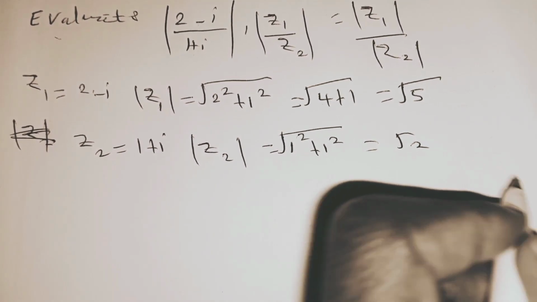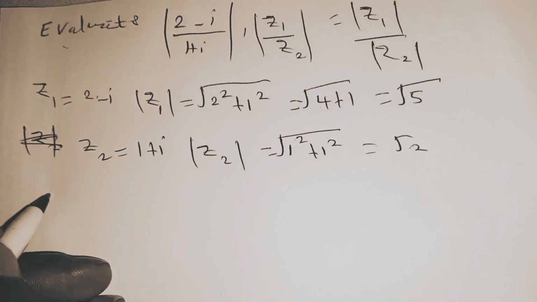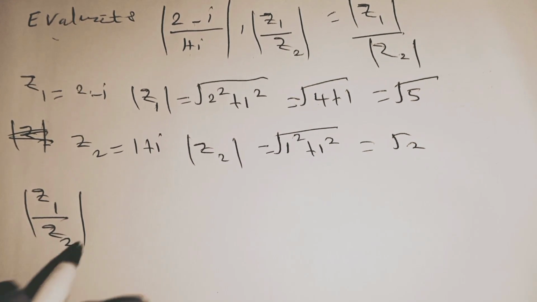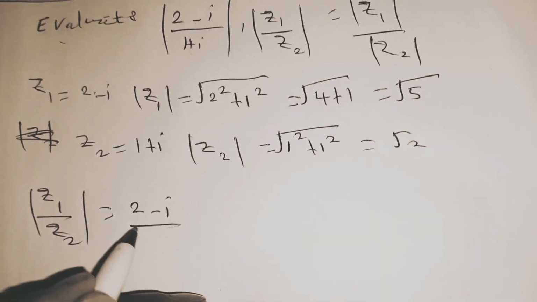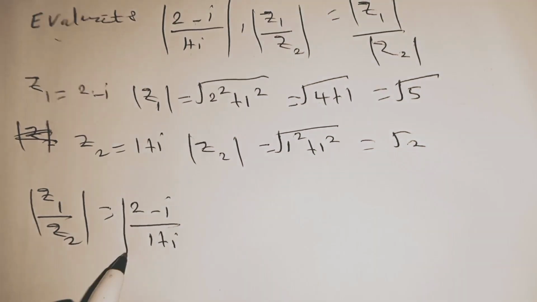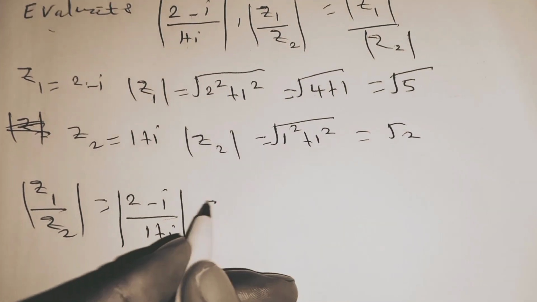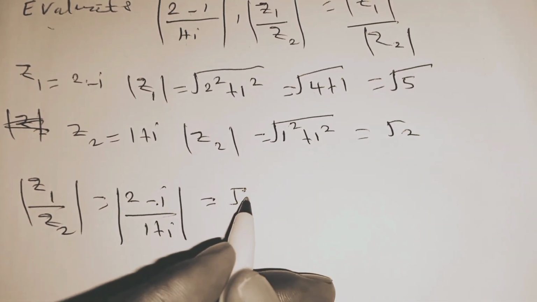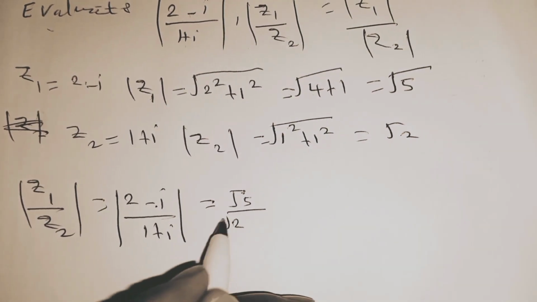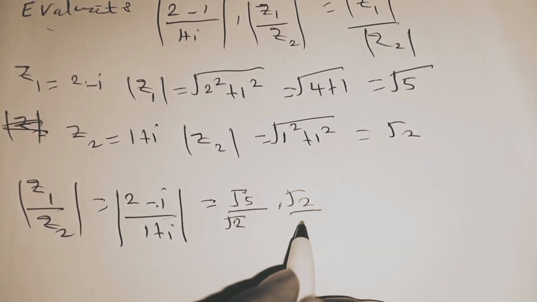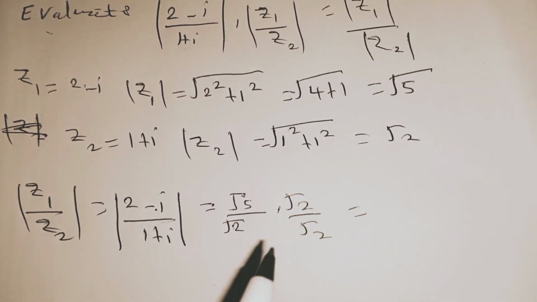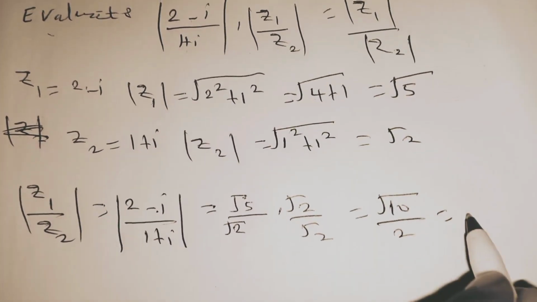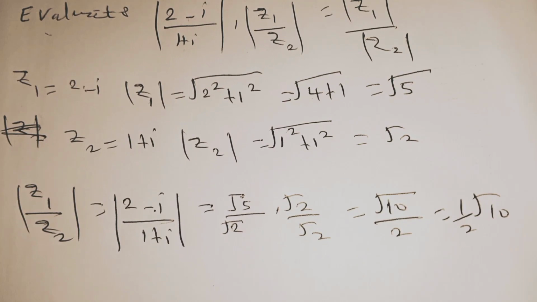Meaning that now our modulus of z1 over z2, which is the same as the modulus of 2 minus i divided by 1 plus i, we have obtained the numerator to be root 5 and the denominator to be root 2. We can multiply by root 2 and divide by root 2 so that we obtain root 10 in the numerator over 2, which can be written as a half root 10.